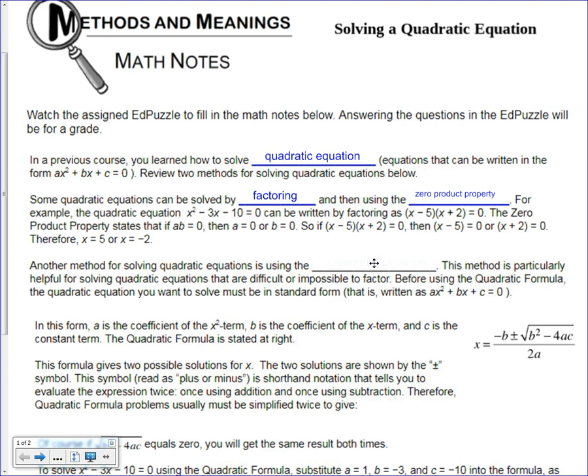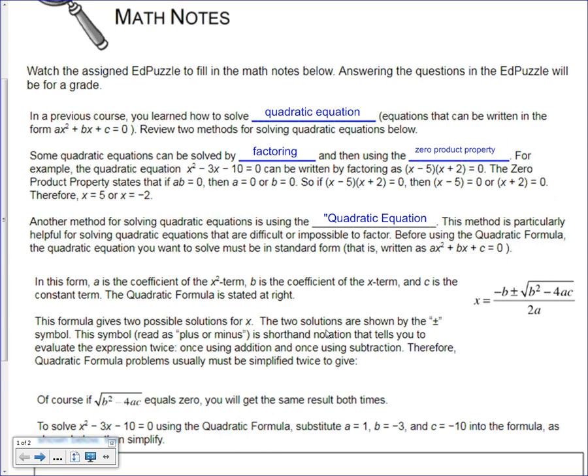Another method is using the quadratic formula. This method is particularly helpful for solving quadratics that are difficult or impossible to factor. Before using the quadratic formula, the equation you want to solve must be in standard form, that is written as ax squared plus bx plus c equals 0. In this form, a is the coefficient of the x squared term, b is the coefficient of the x term, and c is the constant.